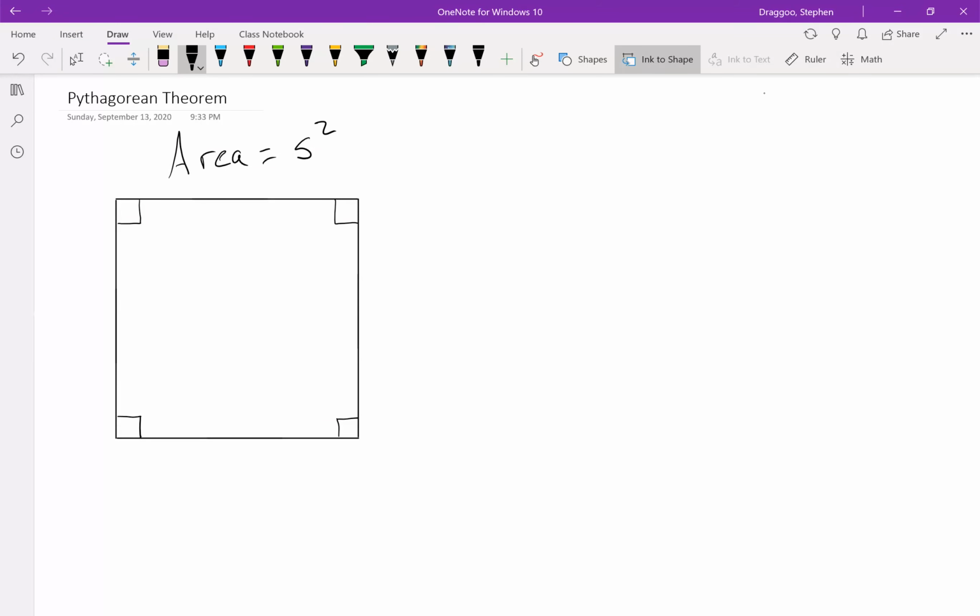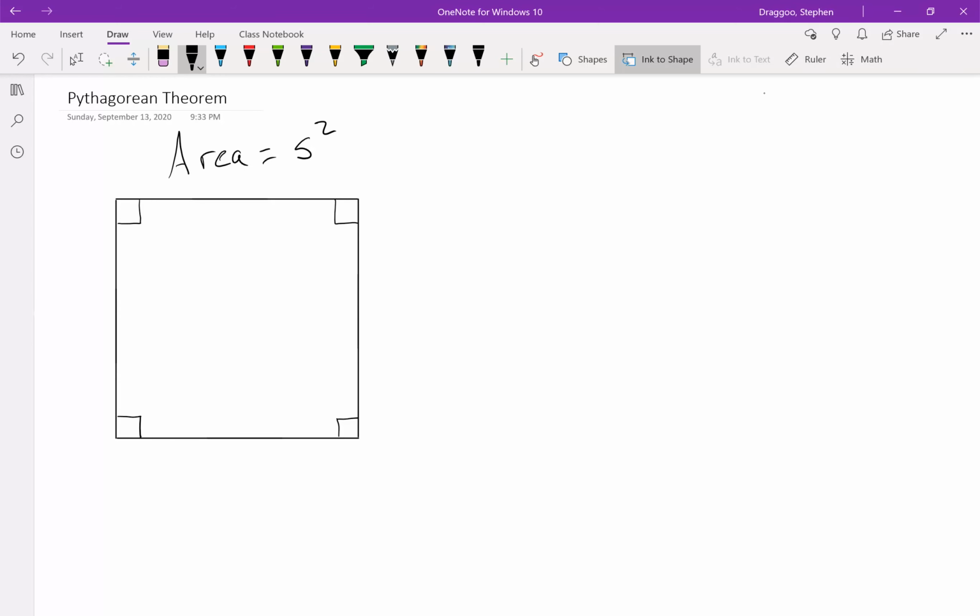So in this video, we're going to look at where the Pythagorean theorem comes from. So I'm going to start with a square, like I've labeled right here in front of us. It has an area of s squared, where s is just the length of any one side. Since it's a square, all sides are the same length.